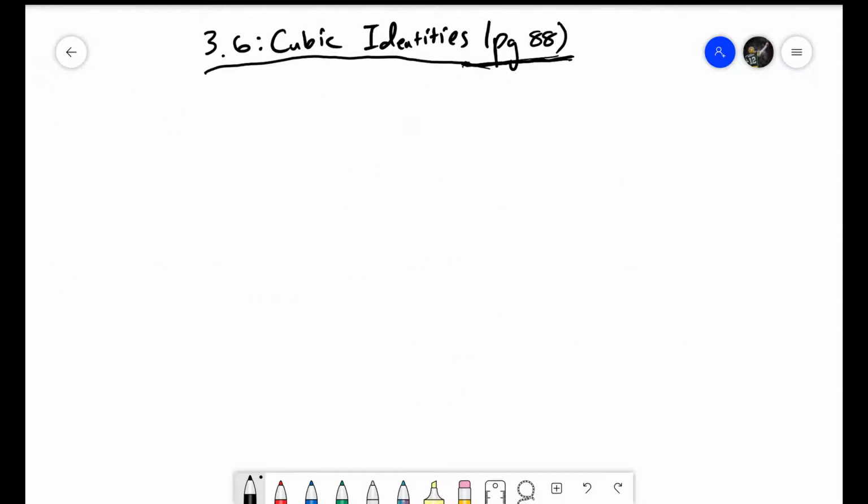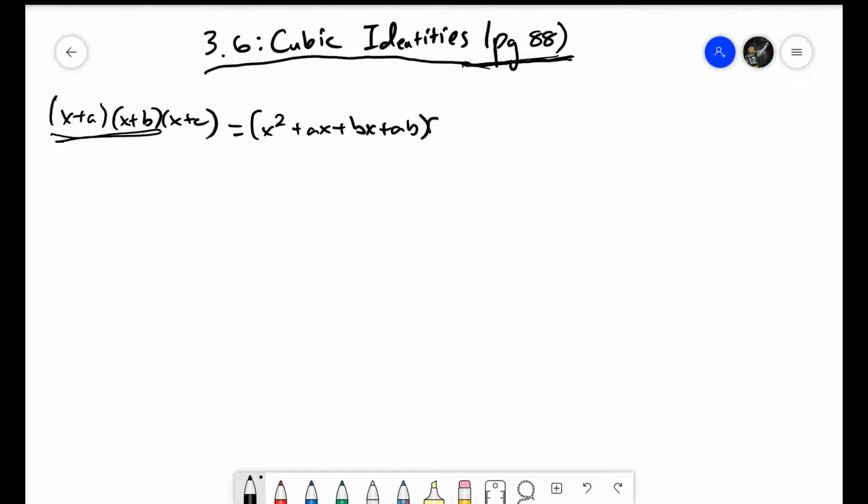The last identity that we'll be covering in this video is the identity x plus a times x plus b times x plus c. So first what we do is we multiply these two binomials together and then multiply the product of those by x plus c. So this is equal to x squared plus ax plus bx plus ab times x plus c. Then next you multiply every term here by every term here.